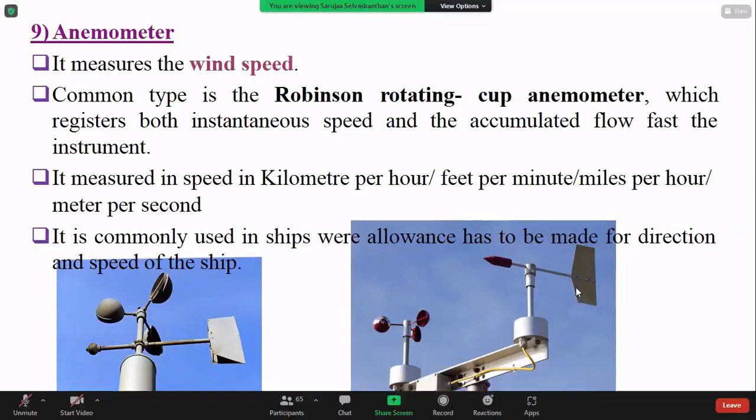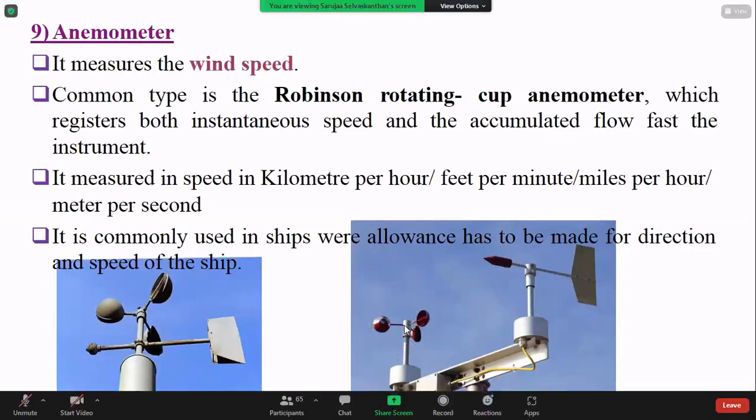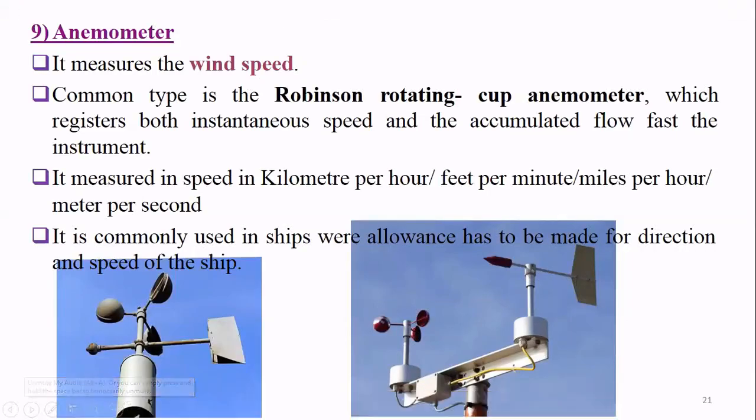It's the symbol one. You can see it gives the reading of the origin, from which side the wind is generated. But the anemometer is used to measure the wind speed. The wind vane is used to measure the direction of wind origin. Okay.